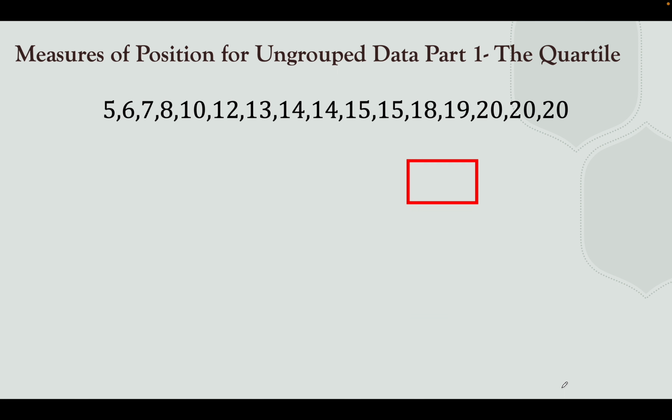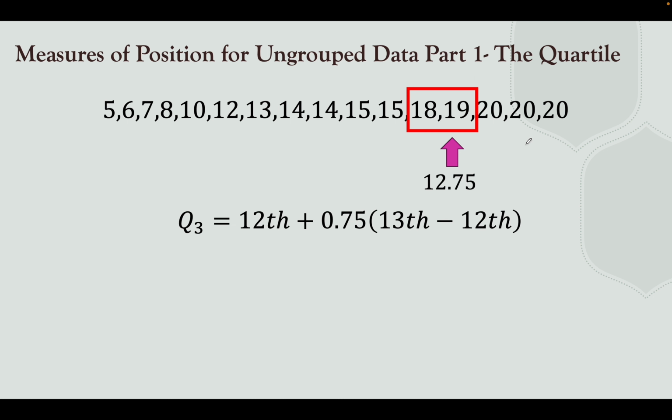Let's locate 12.75: 2, 4, 6, 8, 10, 12. 12.75 is here. So the upper quartile equals the 12th data plus 0.75, that is your decimal, times the 13th minus the 12th data. Substitute now the given values. We have 18, which is our 12th data, plus 0.75 times 19, which is our 13th data, minus the 12th data, which is 18.